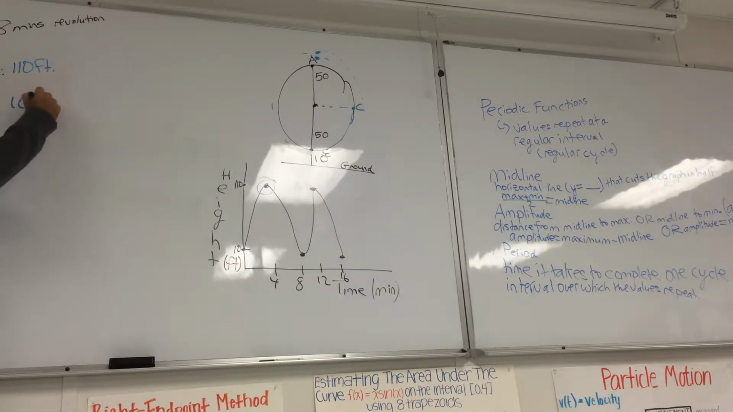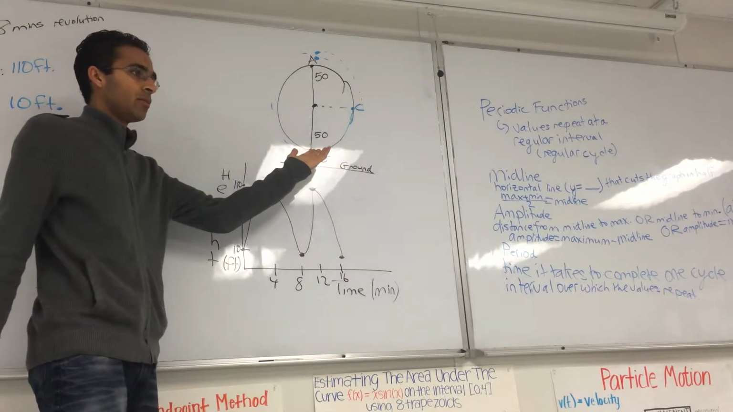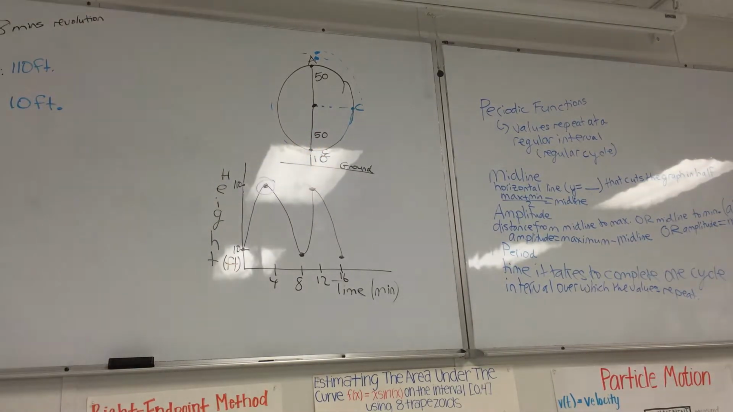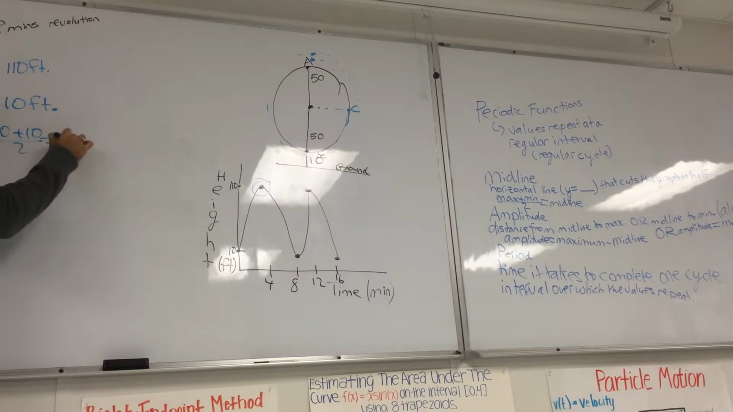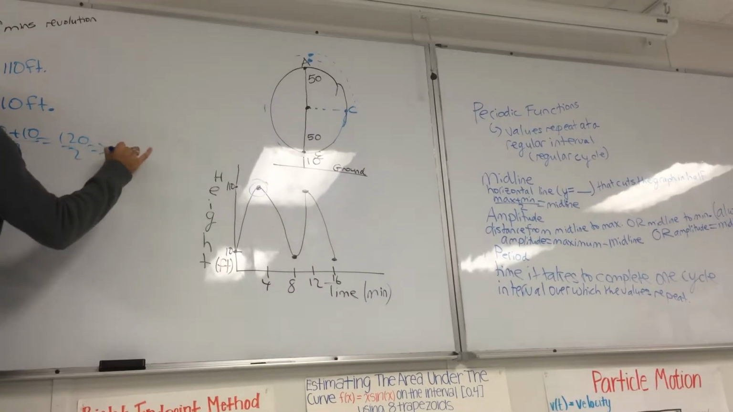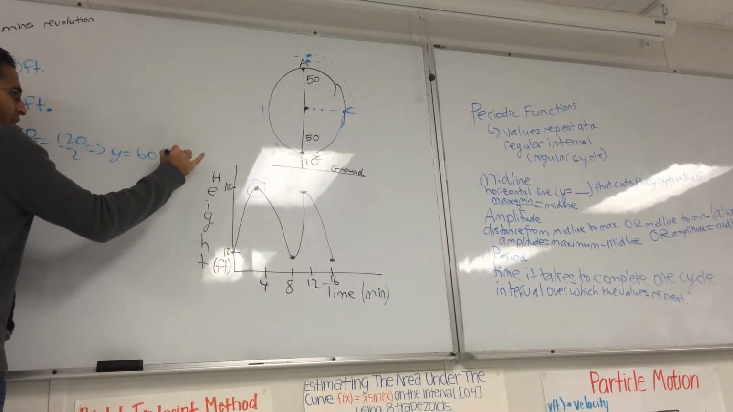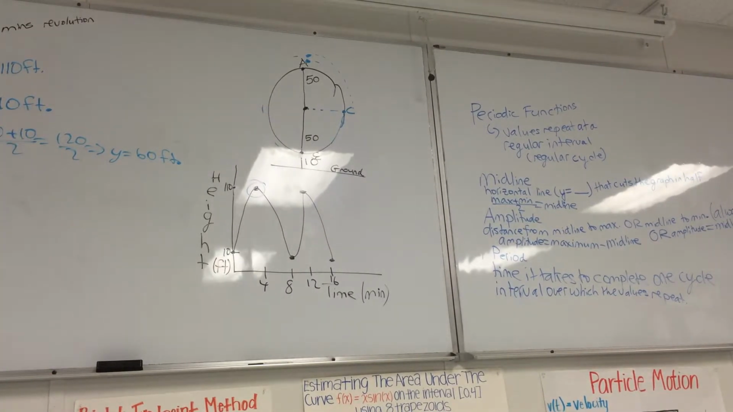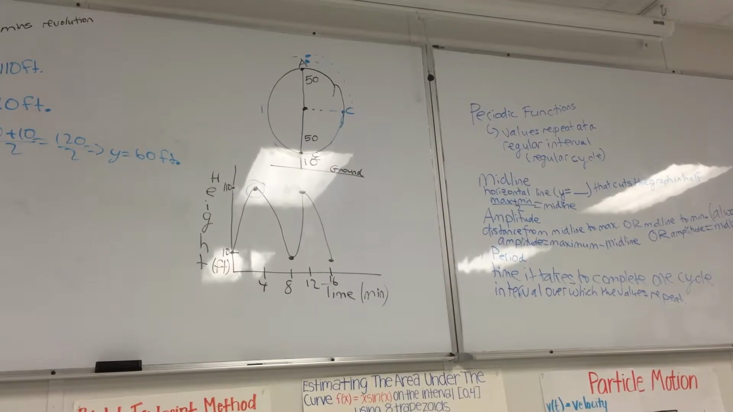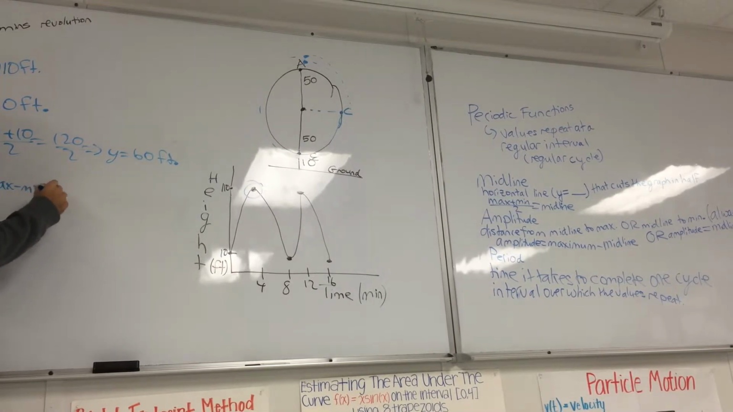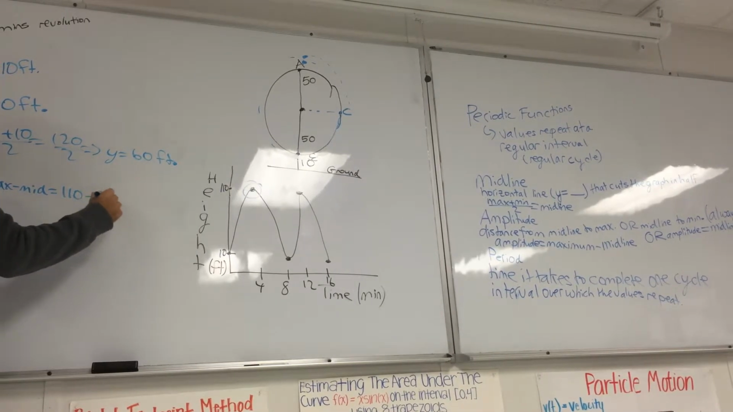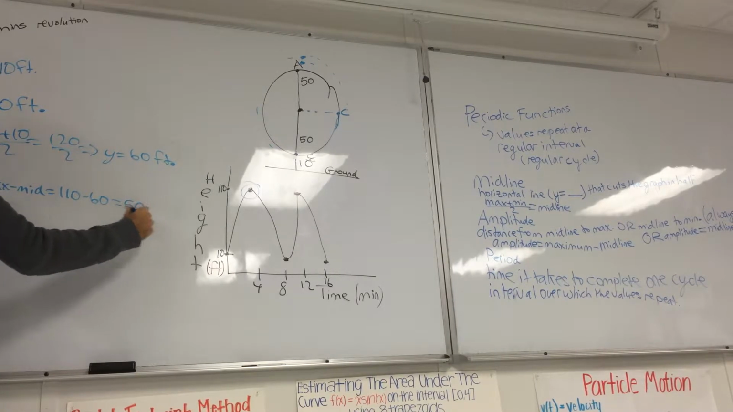The minimum is still 10 feet. That's still the lowest we can go. The midline, the same formula, 110 plus 10 divided by 2, so 120 over 2. So y equals 60 feet. The amplitude, remember, is max minus midline. 110 minus 60, so that's still 50.